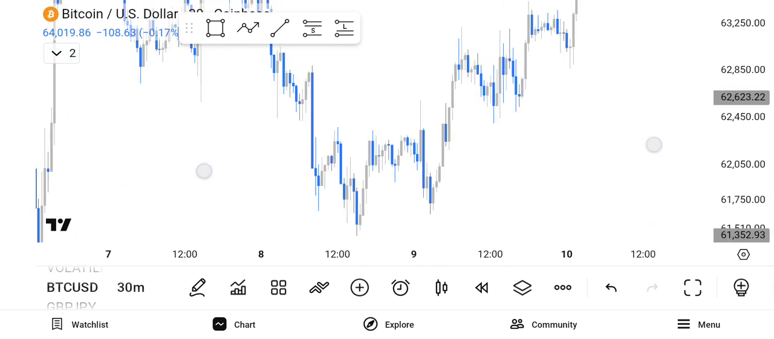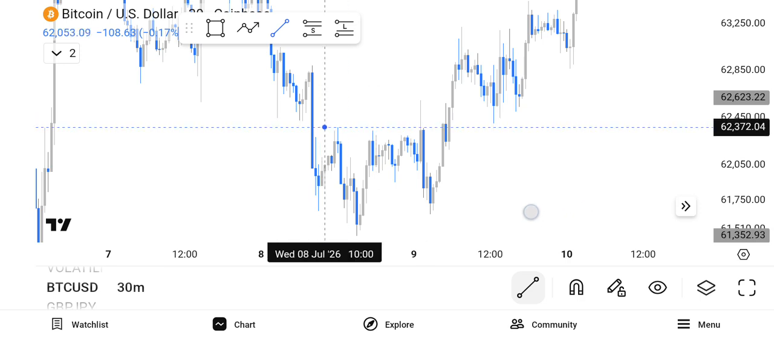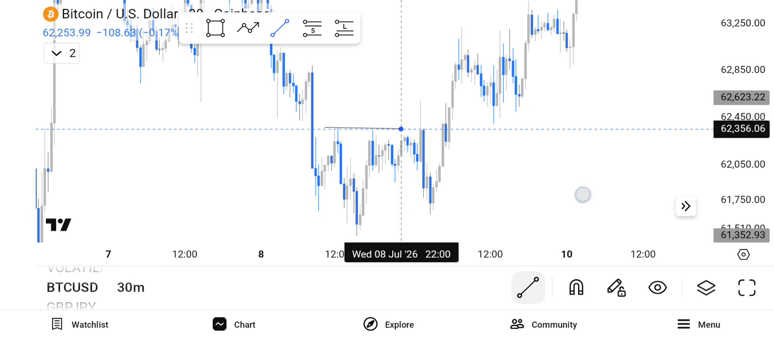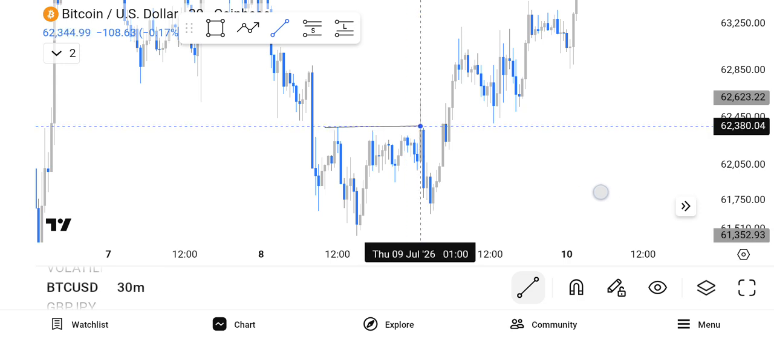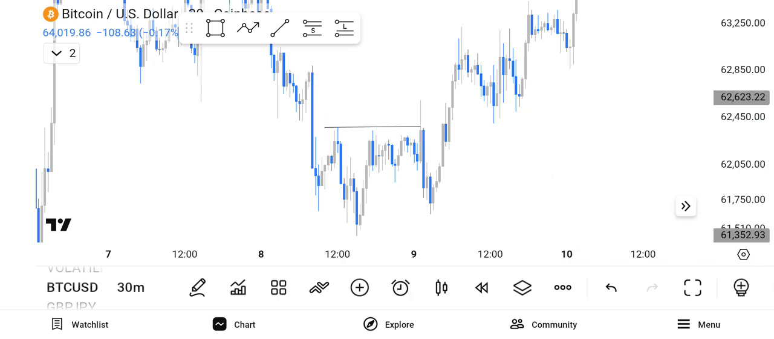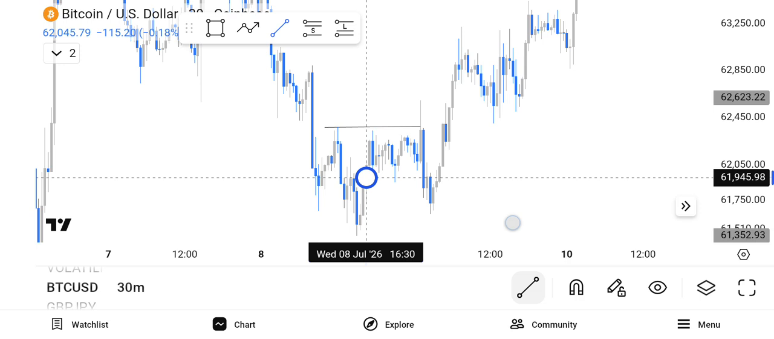So you could see this zone, and mostly liquidity are always resistance levels, support levels, and all that. Now take a clear look at this. This is the resistance level. And right here you see a support building.